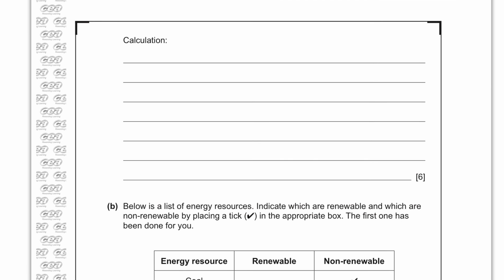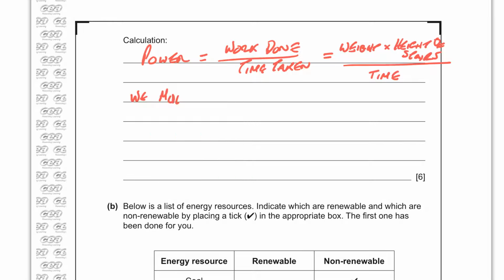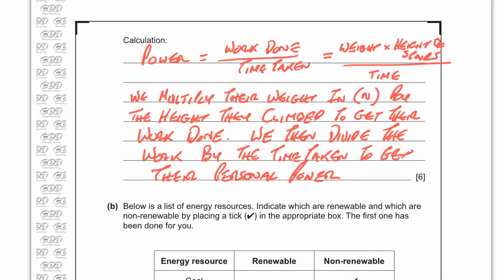So in the calculation, you need to explain with your equations what you're doing with these numbers. So their power is the work done over the time taken. And so the work done can be represented by their weight times the height of the stairs. So we multiply their weight in newtons by the height that they climbed to get their work done. We then divide the work by the time taken to get their personal power.